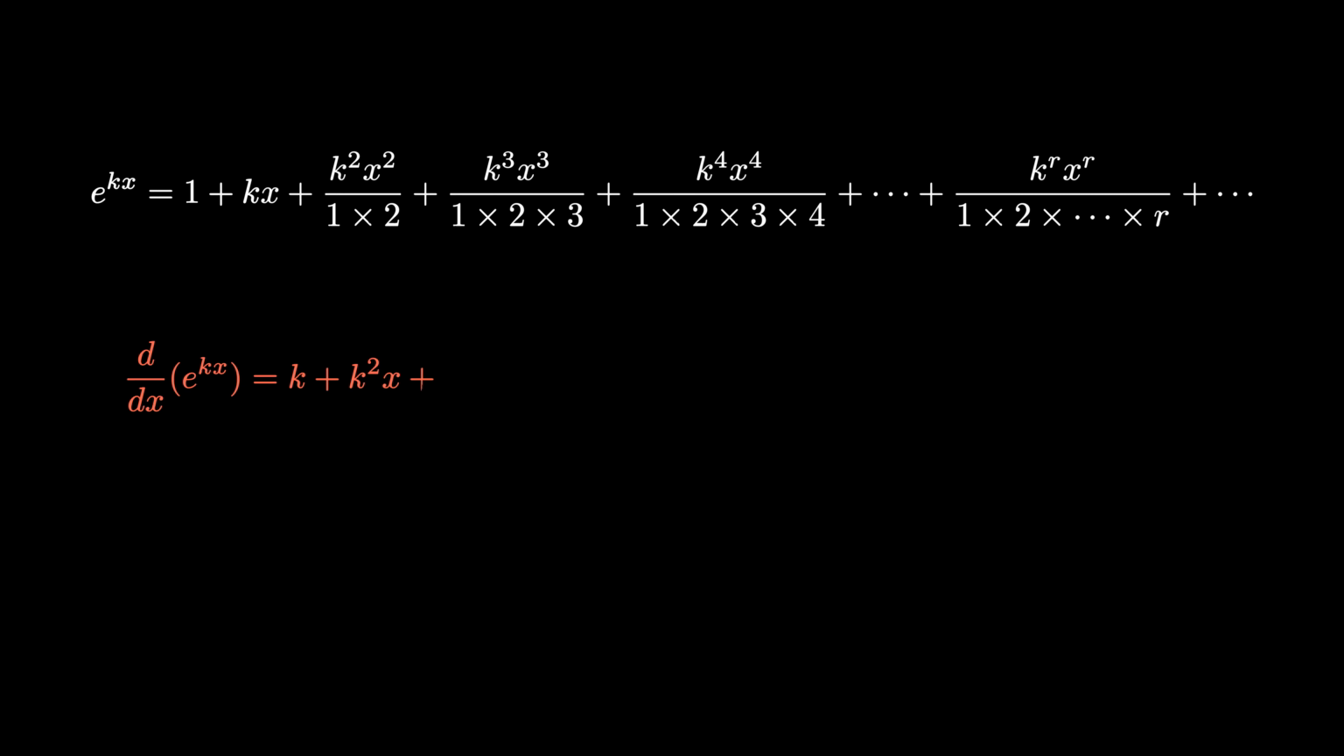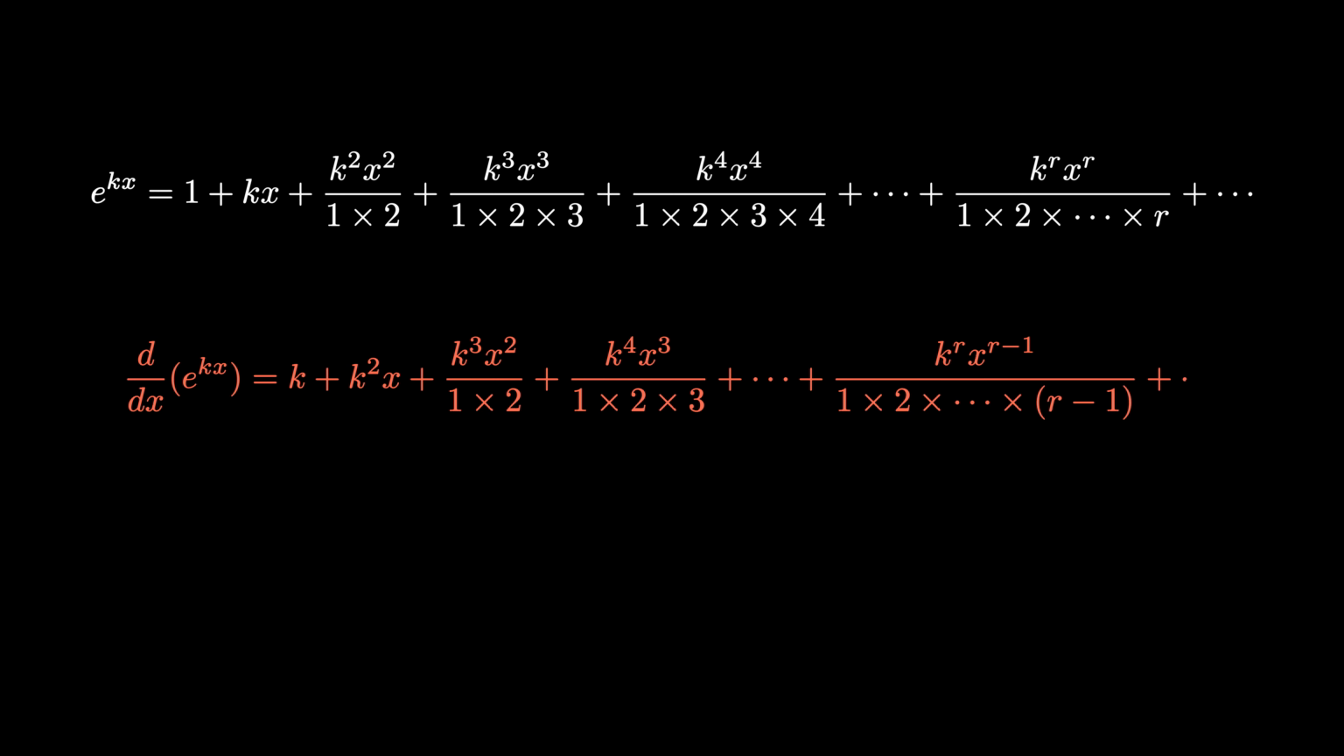Here we can simplify once again, where our formula comes down to k plus k squared x plus k cubed x squared divided by 1 times 2, plus k to the power 4 times x cubed divided by 1 times 2 times 3. And our rth term comes to k to the power of r times x to the power of r minus 1 divided by 1 times 2 timesing everything up to r minus 1. Now our proof is nearly ready. Maybe pause and see if you can see what we're going to do next.